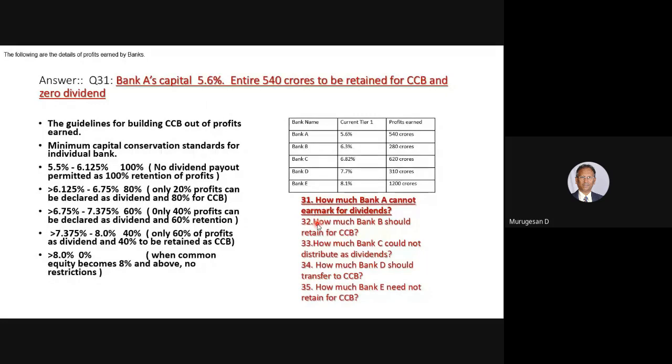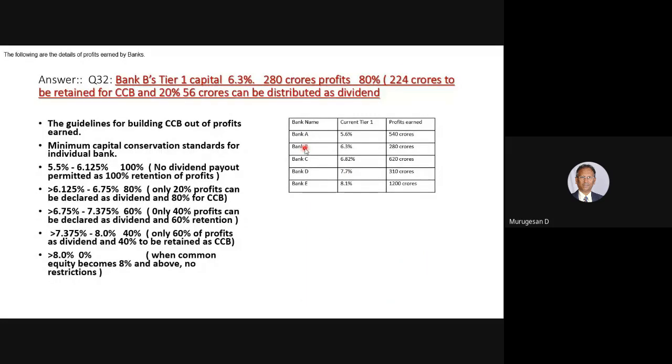So you come to the second question. Bank B, another bank, not the same bank. Their tier 1 capital is 6.3. 6.3 means second slab. Now, how much can they give as dividend? 20% they can give as dividend, 80% they have to retain. So 20% of 280 crore, how much? 56 crores. Only 56 crores is available for dividend. The remaining 80% they cannot give to shareholders. They have to add it to their capital. This is a law, under Basel III, Reserve Bank of India.